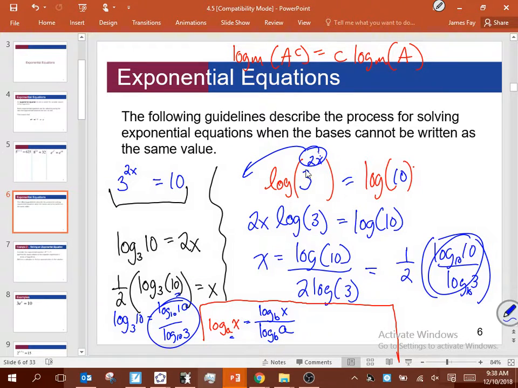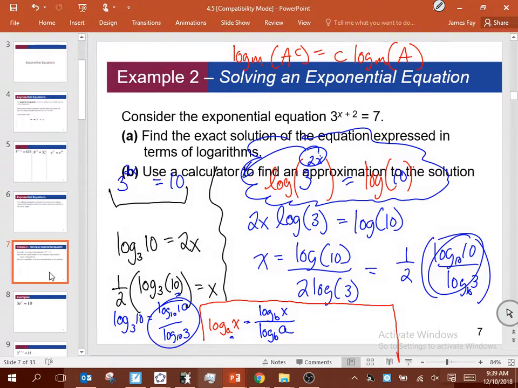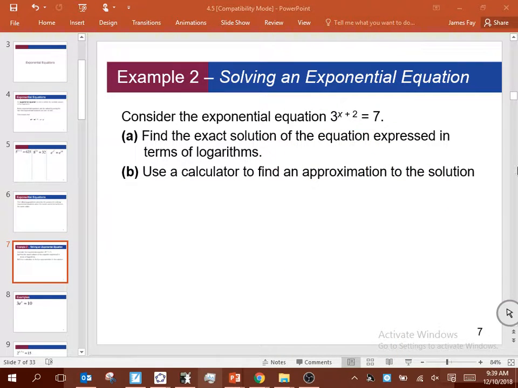Now, I generally will use this technique over here. That is the quickest, most efficient as we move through other examples. But you can use this definition of a logarithm if you like. So here's what we'll do. We're just going to do a handful of examples here, guys. 3 to the x plus 2 is equal to 7.